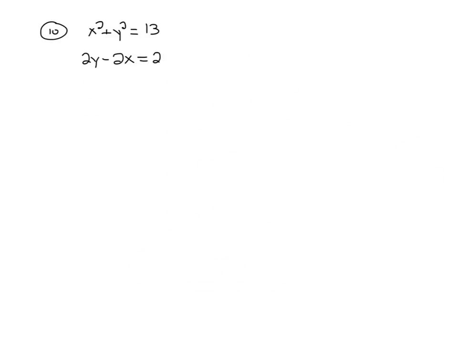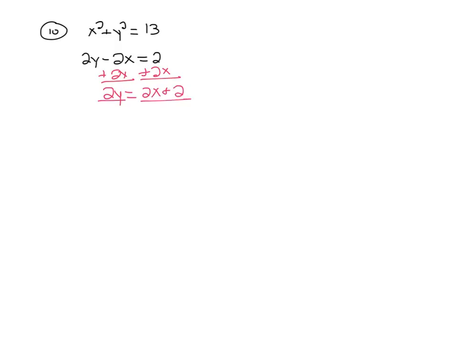This next question asks us to solve the following system of equations algebraically. So first thing we have to do is get either x or y by itself in one of the two equations. I'm going to get y by itself in this second equation here. So I'll just add 2x to both sides, leaving me with 2y equals 2x plus 2.